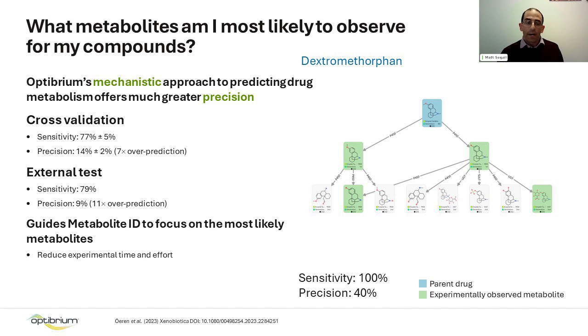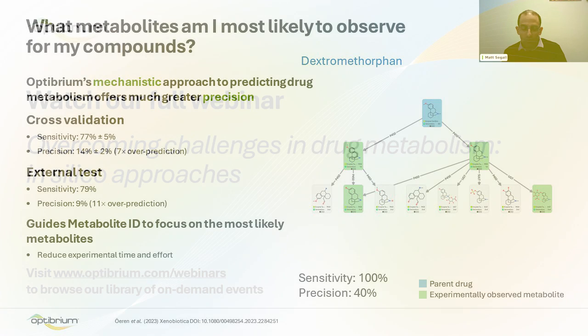Now, it will vary from compound to compound. The larger, more complex the compound, the harder it is to achieve these very high precisions. But here you can still see in our independent tests a significant improvement in precision over the sort of boil the ocean and generate all possible metabolites. So this can really help to guide metabolite ID experiments to focus on the most likely metabolites, particularly if we need to get into sort of resynthesis of compounds for quantification.